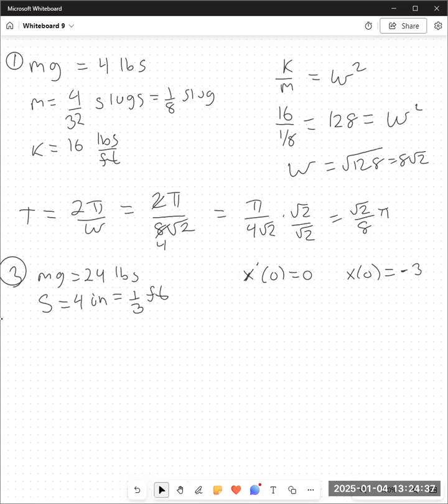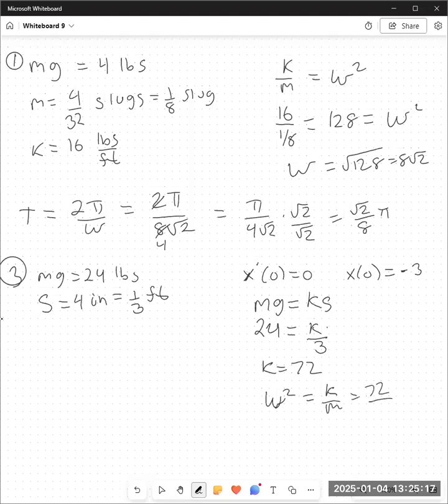So now let's just write that equation down for you. mg is equal to ks. We're going to be using that quite a bit here. So 24 is equal to k times 1/3, so k equals 72. And then we have omega squared is equal to k over m, which is 72 over m. M is 24 over 32, which is 3/4. So it's 72 over 3/4, that's 288 over 3.